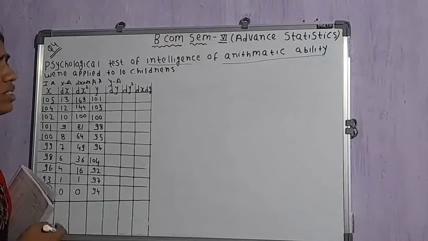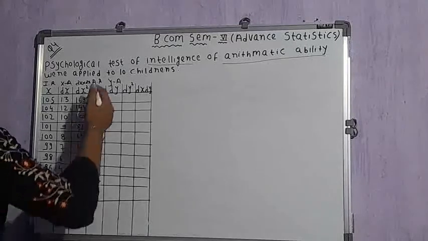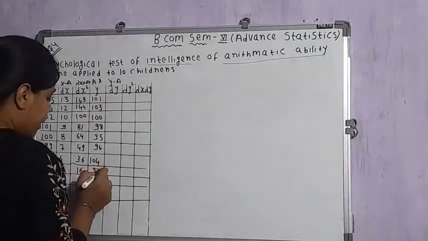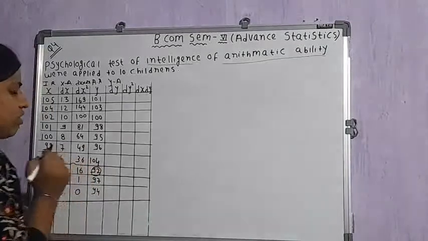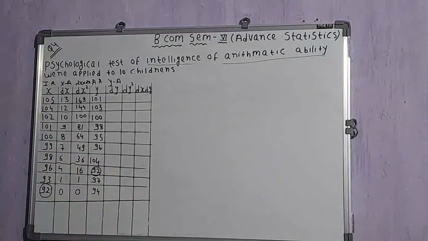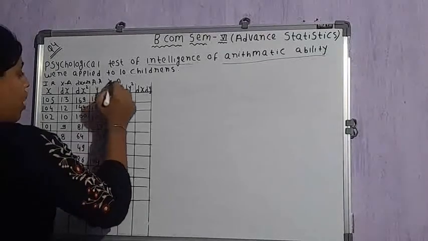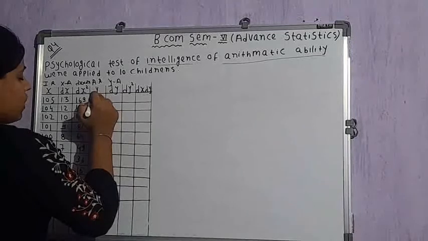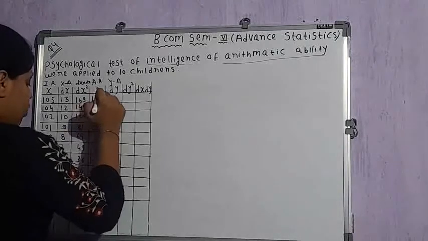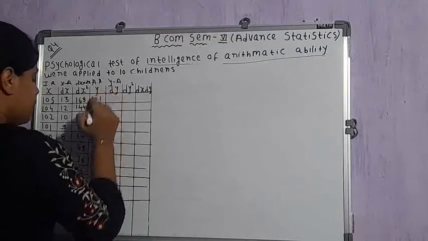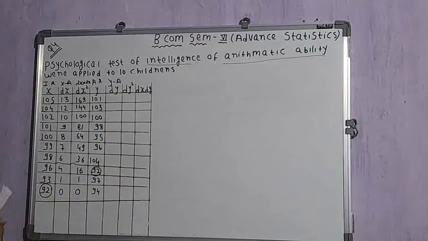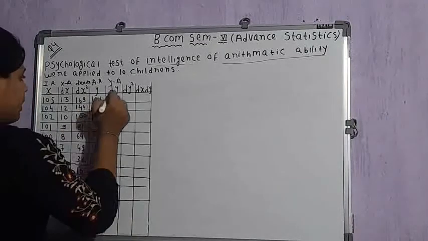Again, how are we going to take the assumed mean? We will see what is the smallest number in the y series. Here you can see that again 92 is the smallest number in the y series. So we will consider 92 as the assumed mean, and then we will calculate the deviation from the y series. Y minus a: what is the first item? 101. 101 minus the assumed mean, minus 92, would be equal to 9.